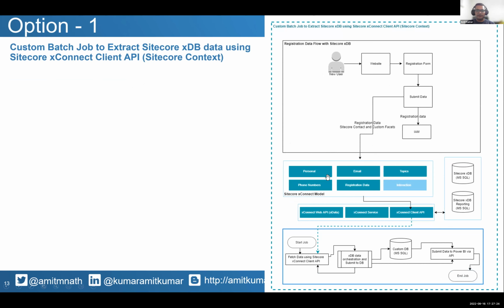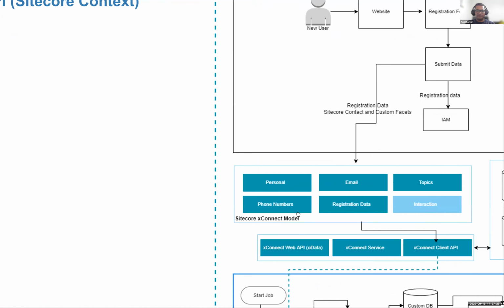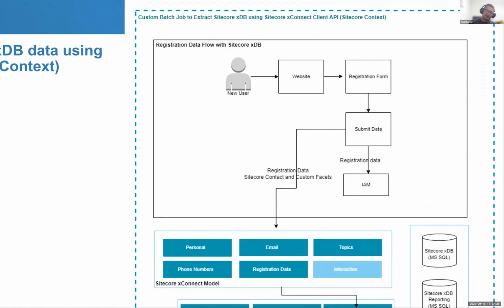So I have created a flow. For example, if you have a system on your website or pages where you are doing the registration, generally what will you do? You will collect all the data required by your organization or business user. You will capture it from a user and send it to your IAM system, or any identity and access management system. They will take care of all the authentication mechanism.